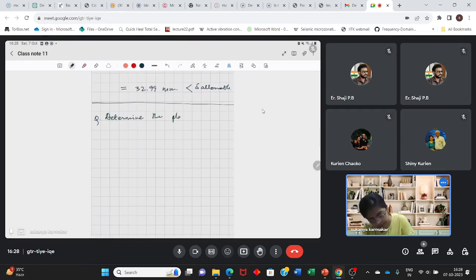Determine the plastic section modulus of ISMB 500, 86 kg per meter. This is the weight per meter run.